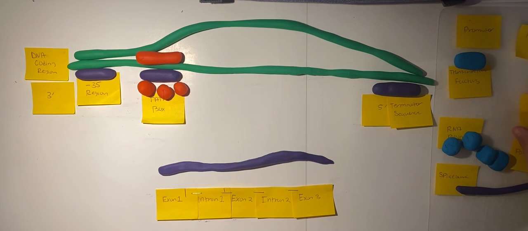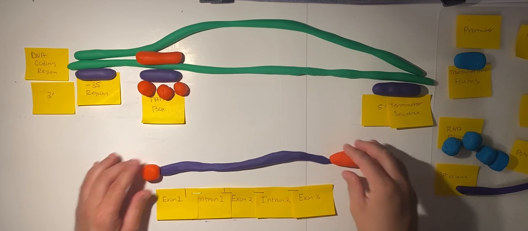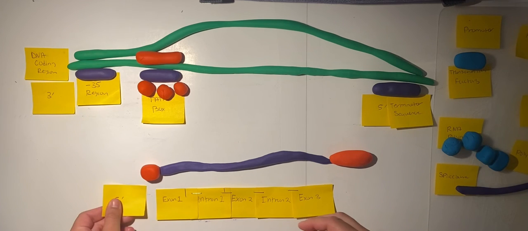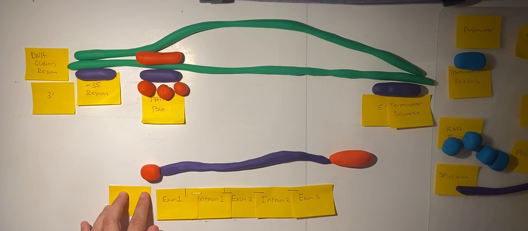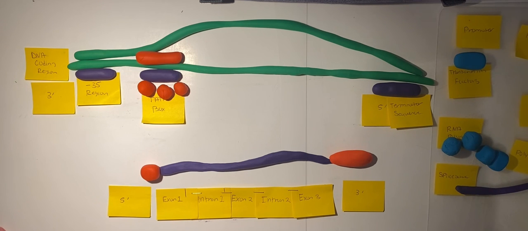To prevent degradation of mRNA, we need to add a 5' cap and a poly A tail. The 5' cap will be added to the 5' end, and the poly A tail will be added to the 3' end. The poly A tail consists of a group with a lot of adenine nucleotides.